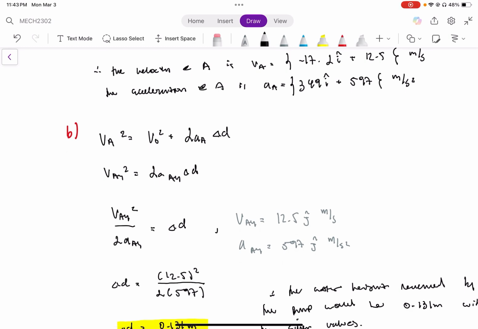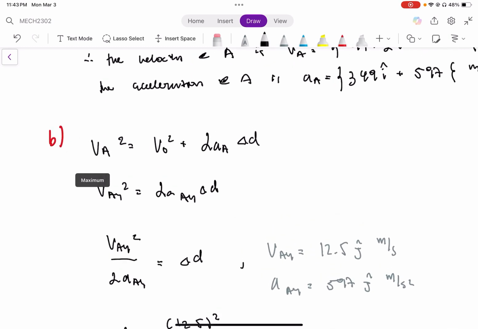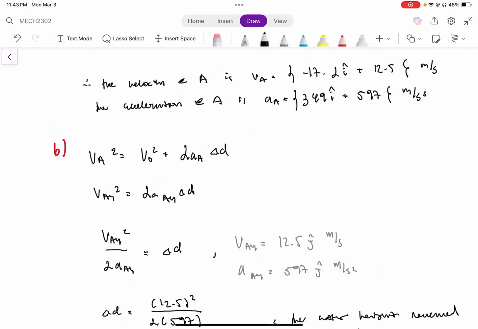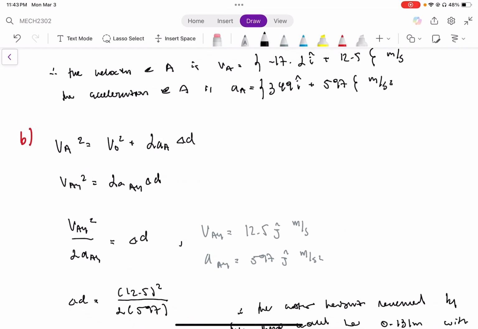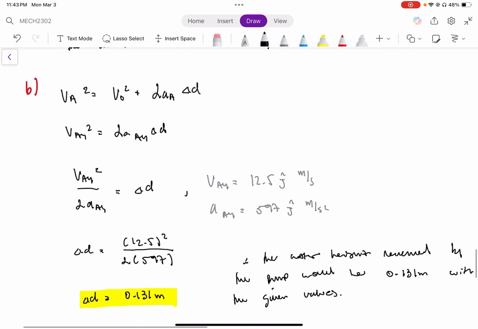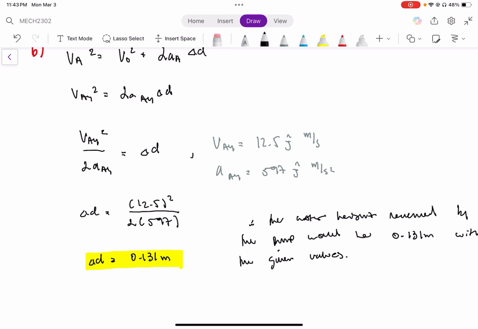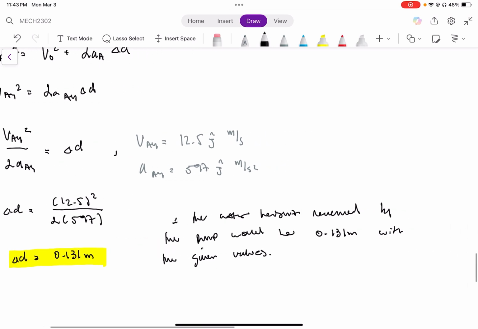And at B, we use a simple kinematics equation, and we simplify it and isolate for the distance d, which we're trying to solve. We plug in v_A,y because it's in the y direction, so we only need to take the j part of the velocity and acceleration. We plug all that into the formulas, and we get that the change in distance equals 0.131 meters, and the water reached by the pump would be 0.131 meters with the given values.